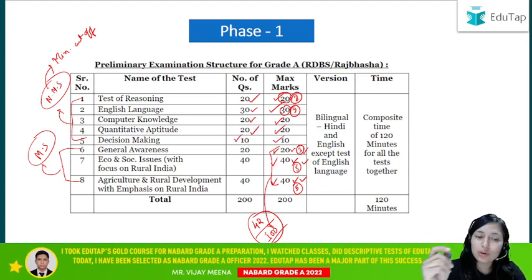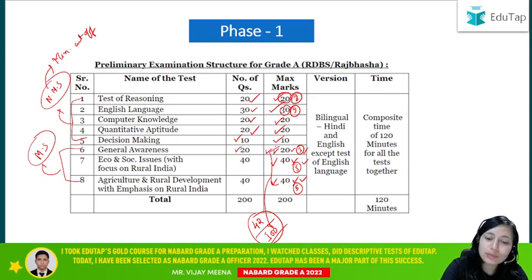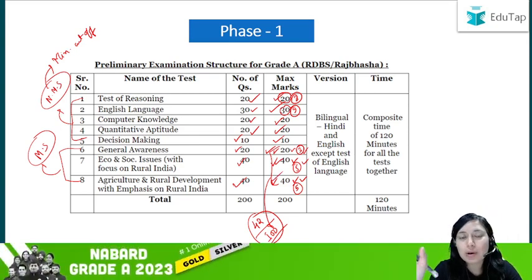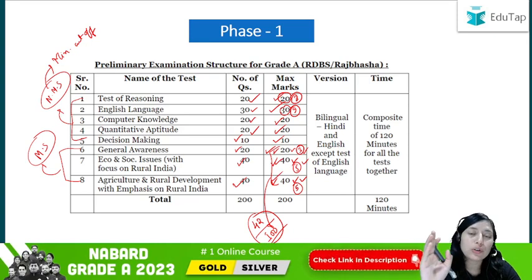Clear? Talking about your GA, ESI and ARD, in GA you will be given 20 questions of 20 marks, and ESI, ARD 40 questions of 40 marks respectively. So that is about the number of questions and number of marks allotted to each subject.